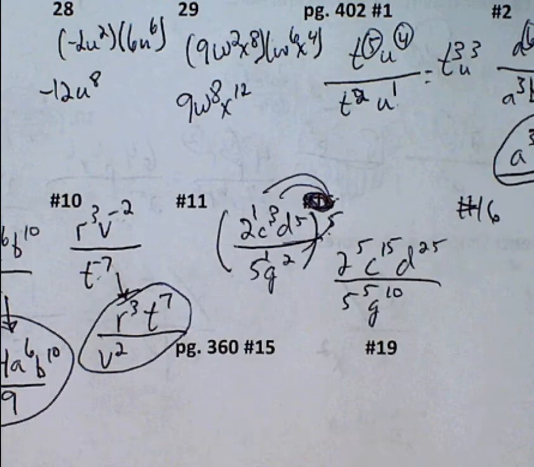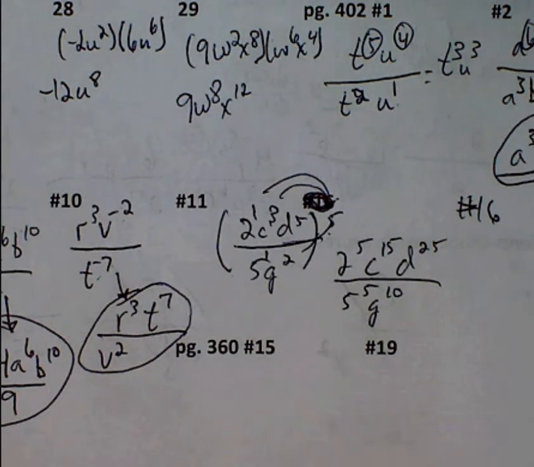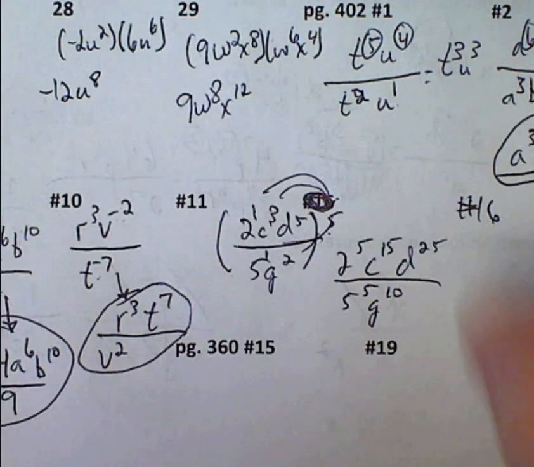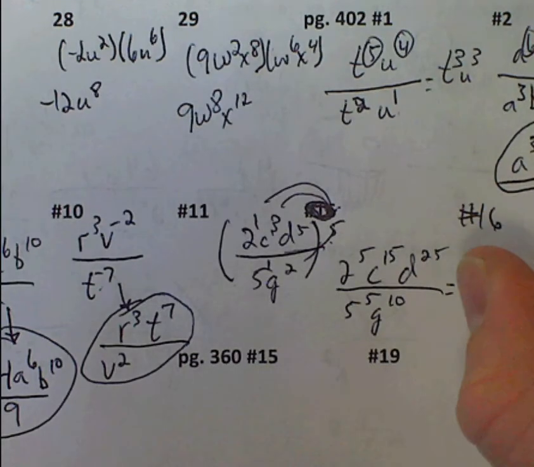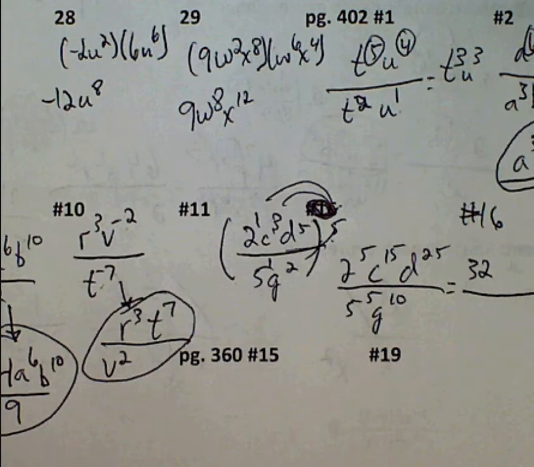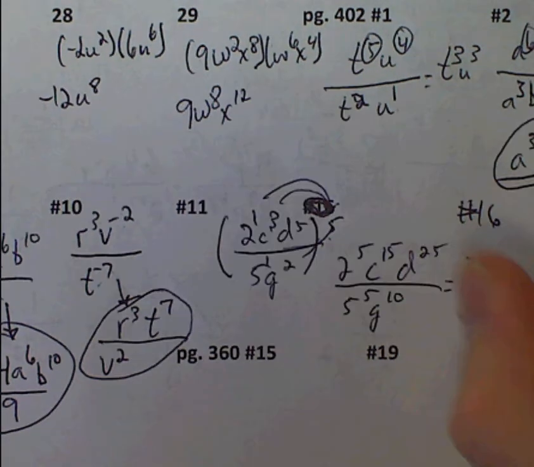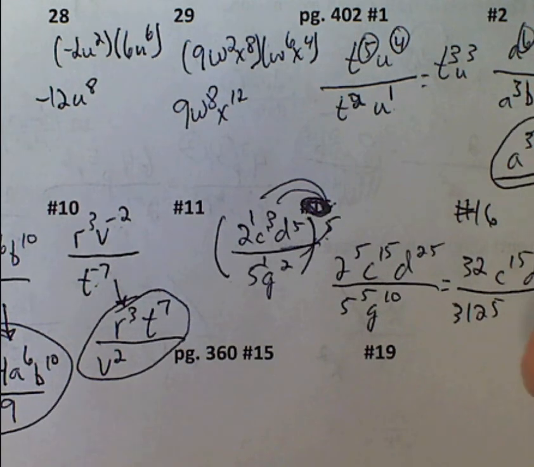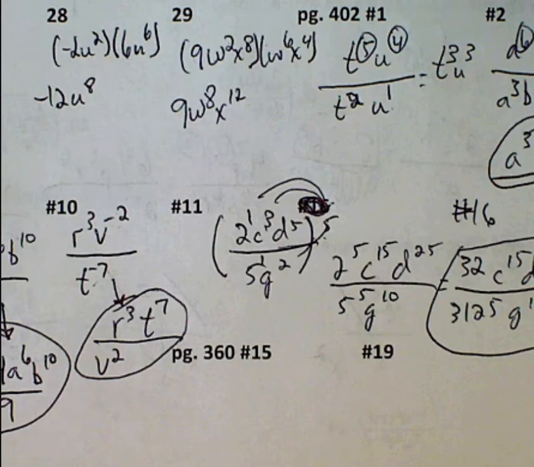2 to the 5, let me check. 2 to the 5 becomes 32, so that's 32. 5 to the 5 is 3,125. c to the 15, d to the 25, g to the 10, and we are done.